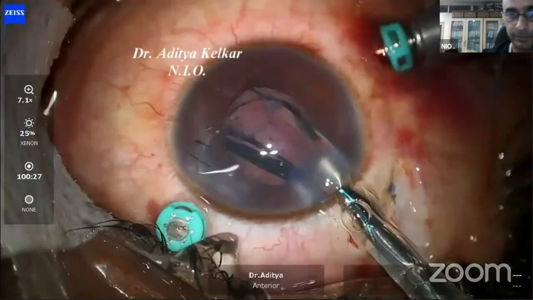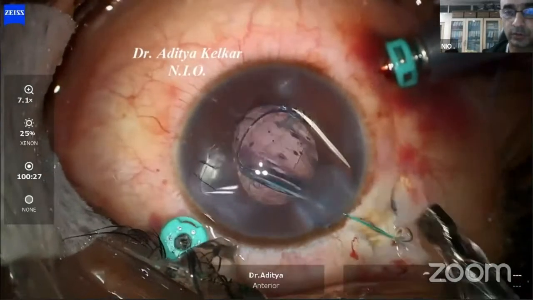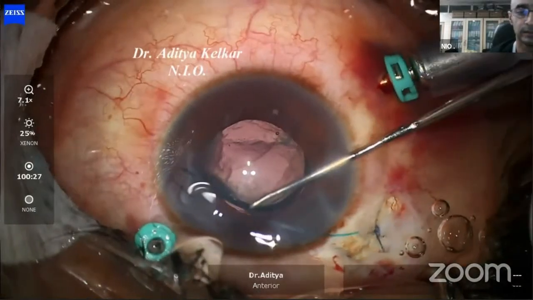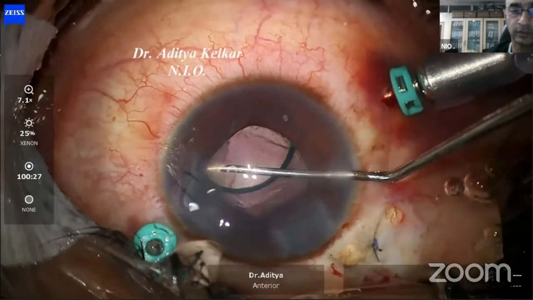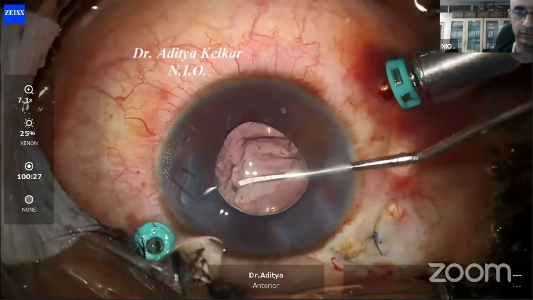And I could place the three-piece intraocular lens because the anterior capsule was intact, and a three-piece IOL could be placed in the sulcus, in front of the anterior capsule.